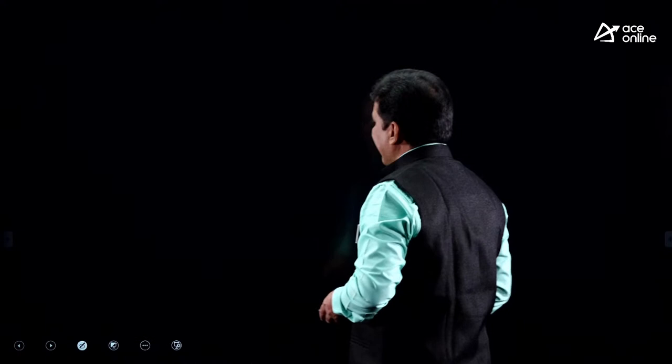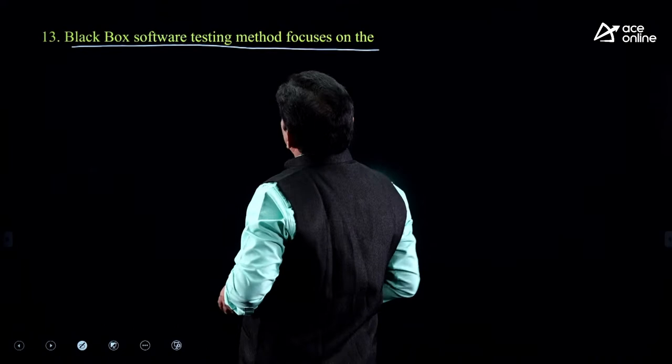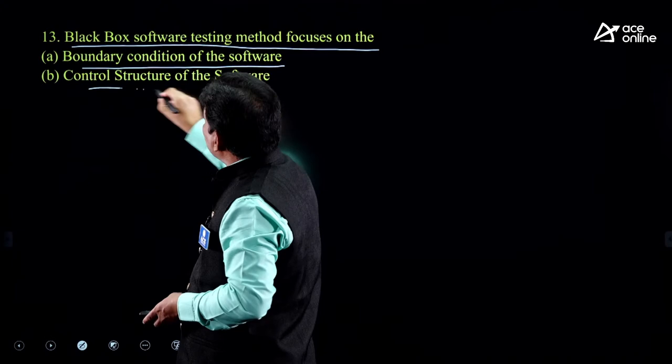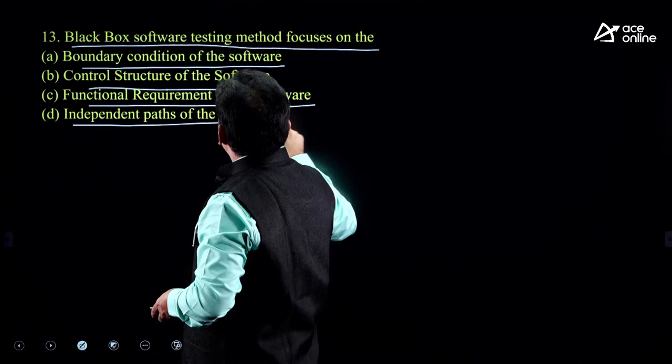Coming to next question, black box software testing method focuses on the boundary condition of the software, control structure of the software, functional requirements of the software, independent paths of the software.